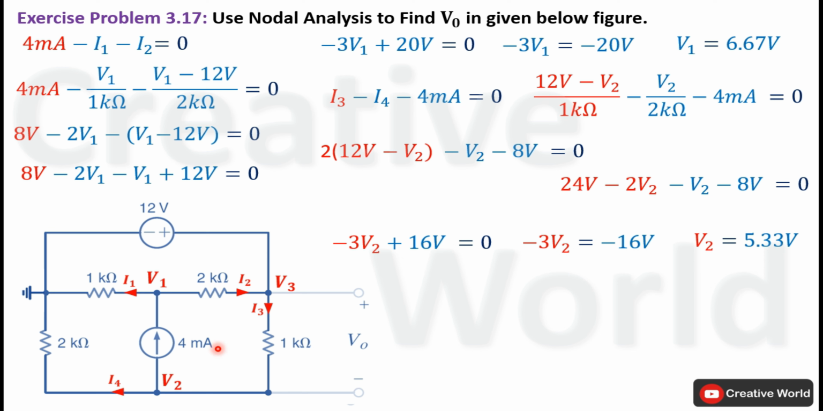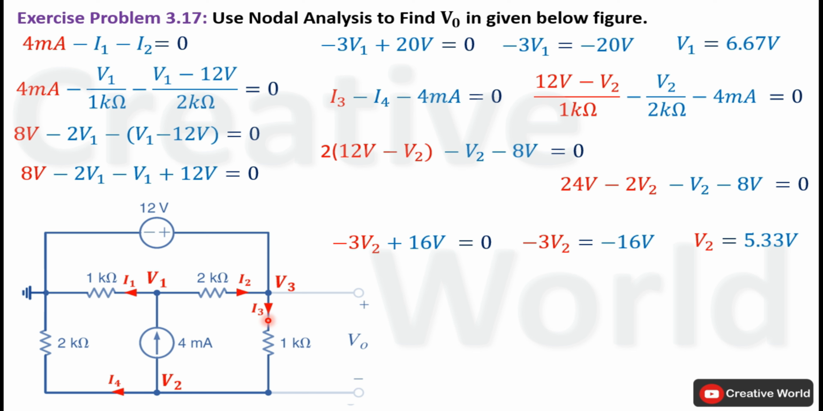Now we have the value of voltage V2 as well as the value of voltage V3. So the potential difference between these two nodes will be equal to the voltage across this 1 kilo ohm resistance. And we are interested to calculate its value, which is labeled as V0. So we can say that V0 will be equal to the potential difference of these two node voltages.